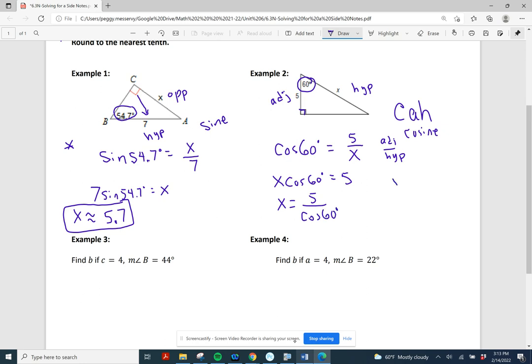Let's think about that. If I have x cosine of 60 equals 5, I can divide both sides by cosine to undo this multiplication. But whatever I do on one side, I have to do the same on the other. So that's what's happening, we're just dividing to get the x alone. Okay?